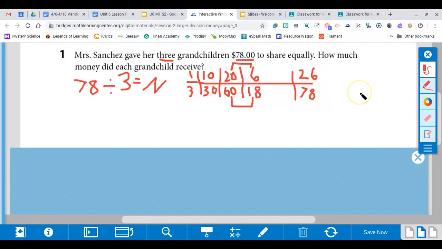So now let's look back at the question. How much money did each grandchild receive? Each grandchild would have received $26. Okay. All right, we're going to try one more problem.